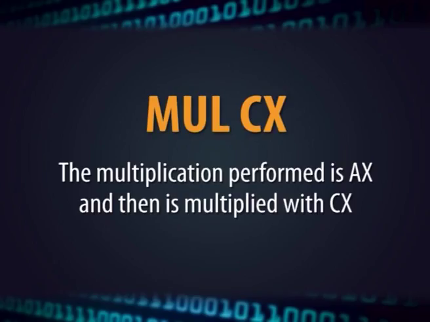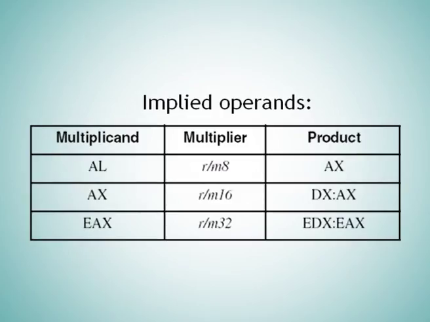On the other hand, if the operand specified with MUL is a 16-bit register, say CX, the multiplication performed is AX multiplied with CX. Since the operands are two 16-bit numbers, the result of the multiplication can be at most 32 bits, and therefore the result is stored in the 32-bit register pair DX, AX.